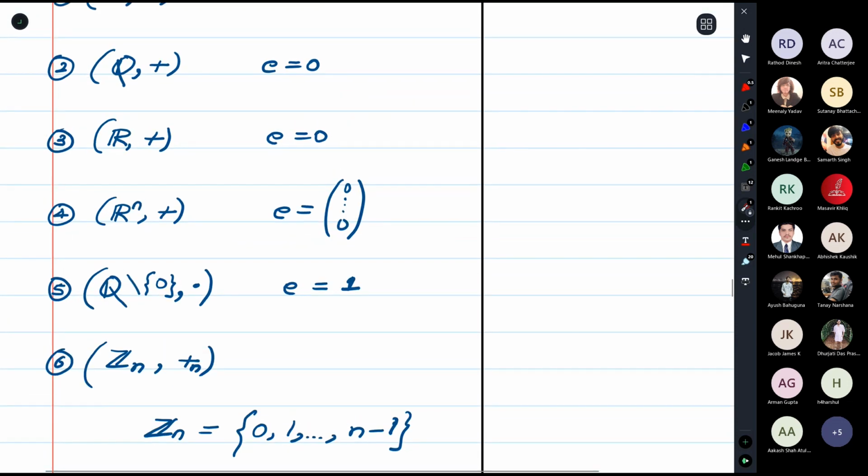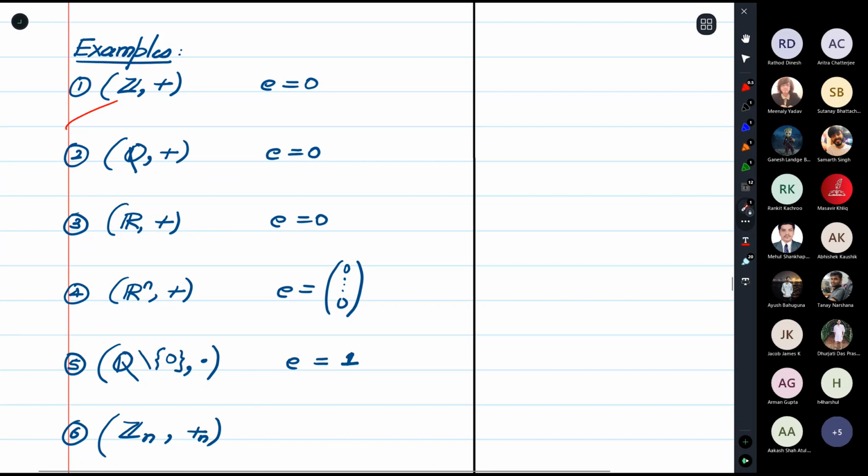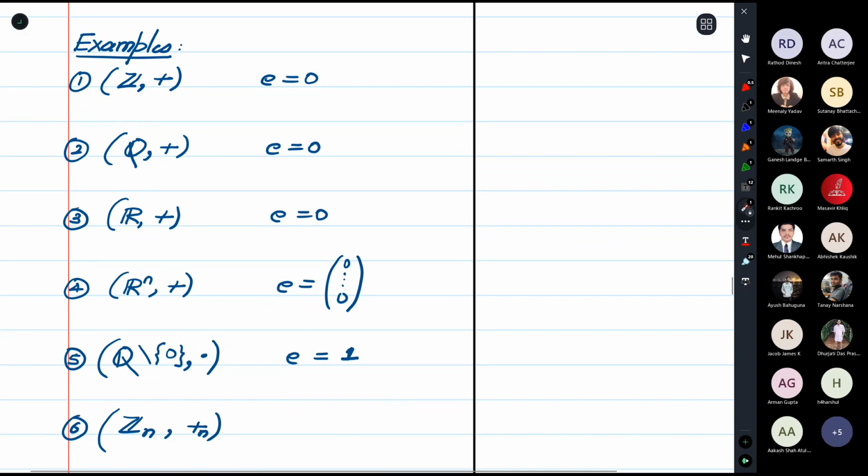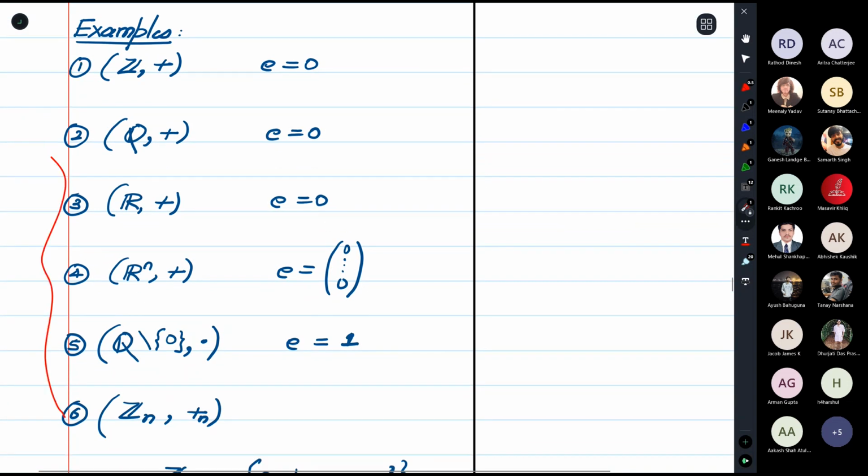So all these things by themselves are different entities. So here the set is different, here the set is different. While the operations are the same, the sets are different. Here also the set is different. Here this is a higher dimensional space. Here the operation itself is different. Here again the operation is different. Nevertheless, all of these are groups.